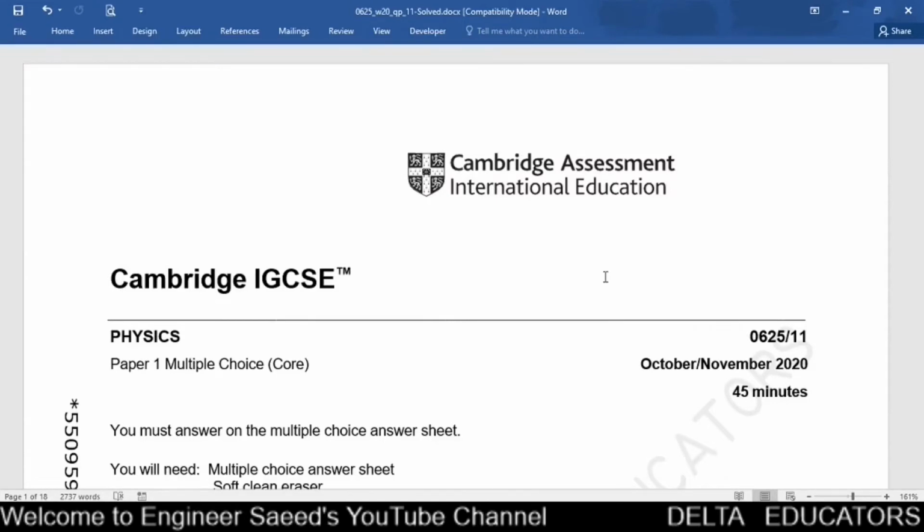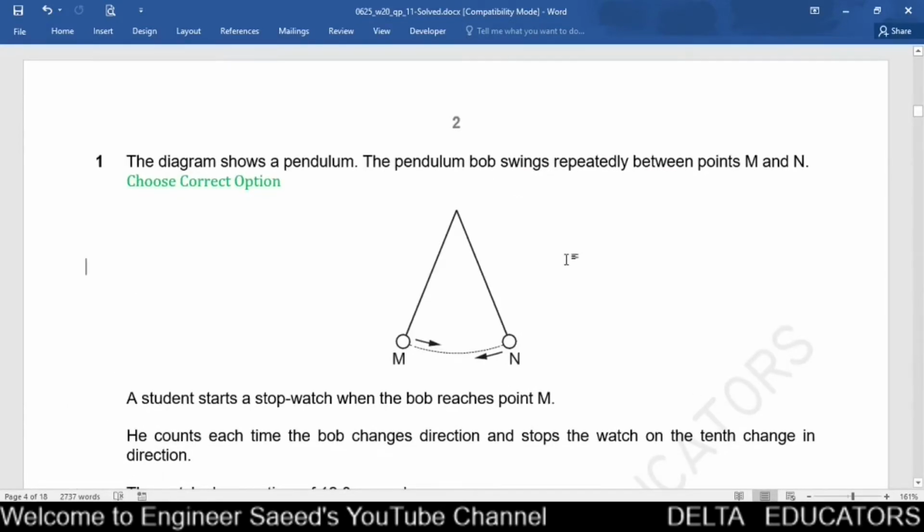IGCSE Physics Paper Code 0625 Paper 1 Variant 1 October-November 2020. Question 1. The diagram shows a pendulum.